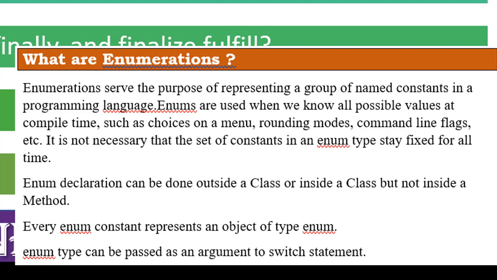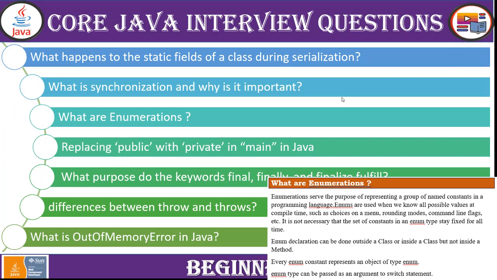It is implemented mostly when we implement a calendar or any event we need to add in the calendar. So that time it is the best use of enumeration.